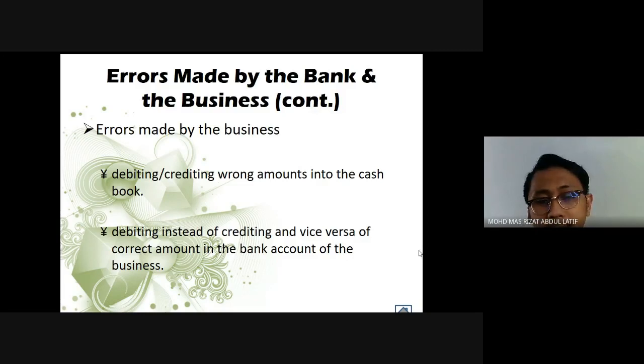So siapa yang salah? Adakah bank statement yang salah atau bank account yang salah? Bank account lah yang salah. So the bank account yang salah maksudnya business yang akan bertanggungjawab. Maksudnya kita sendiri lah, kita yang record kan.